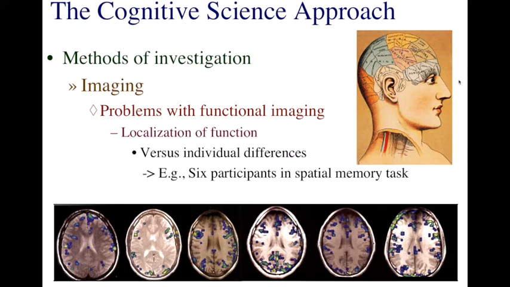There's a lot of what we call individual differences in these activations. And it's not as simple as a phrenological map where everybody's processing is in precisely the exact same place in their brain. There's actually quite a bit of variability.